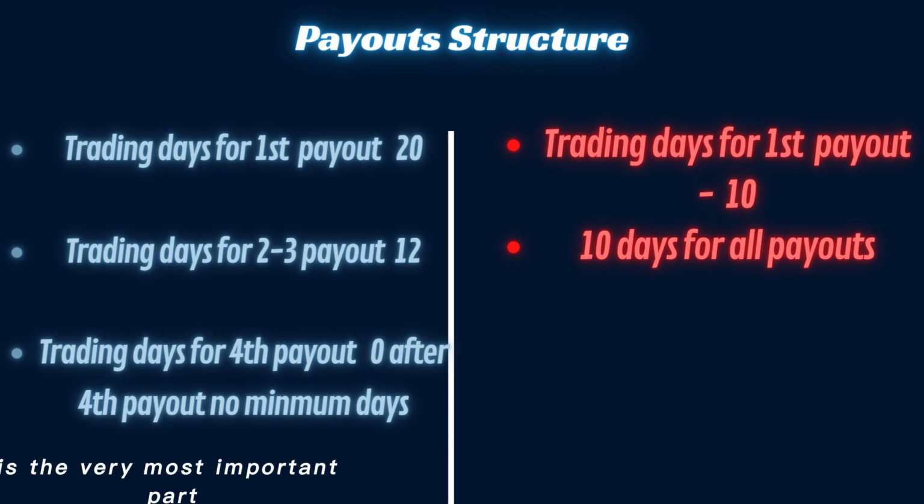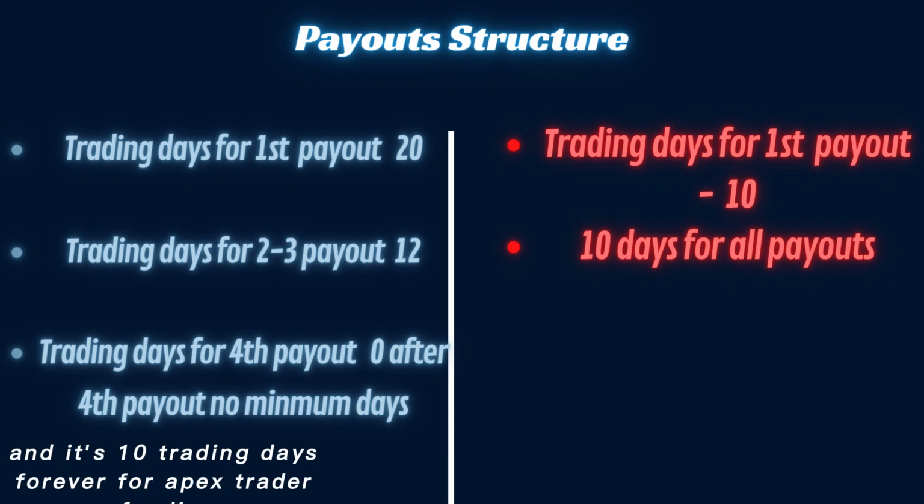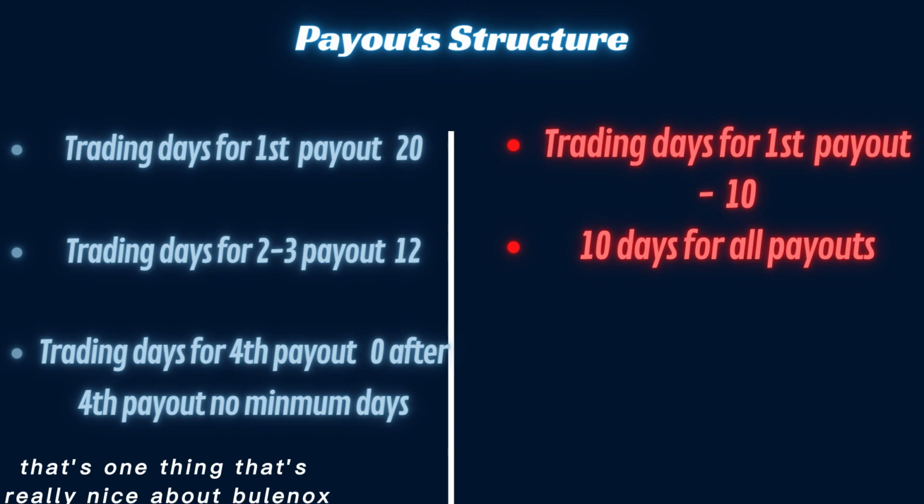Okay, so we have payout structure here, the very most important part that everyone cares about the most. I know I do. Alright, Bulenox, trading days for first payout is 20 days. Apex, trading days for first payout is 10 trading days, and it's 10 trading days forever for Apex. Then let's go back to Bulenox. Trading days for 2 through the 3rd payout is 12. Trading days for the 4th payout, and after that is 0.